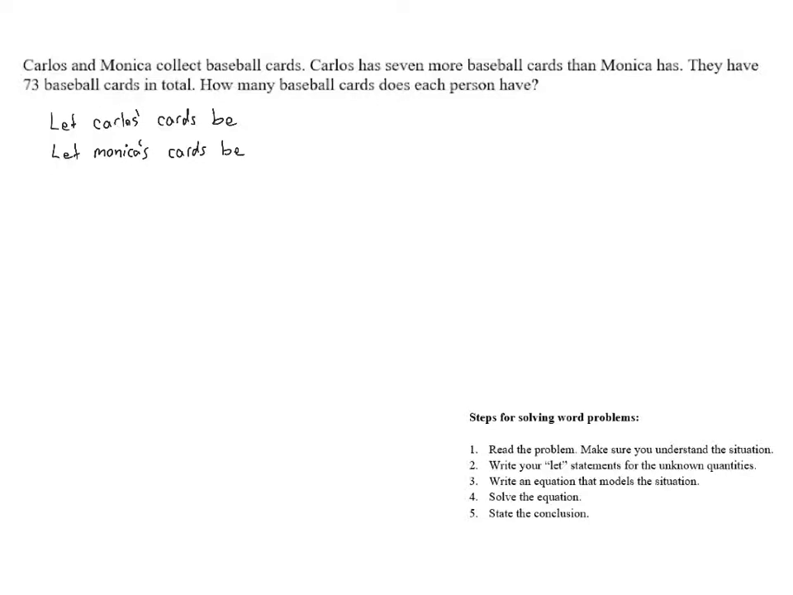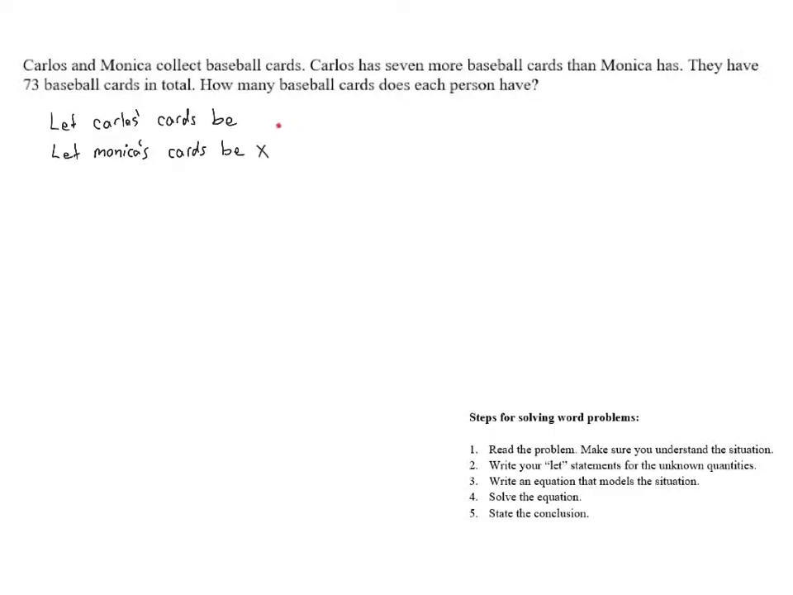So what we need to do is we need to let one of these be X, could be Carlos, could be Monica, and then we have to write the other one in terms of X. This is a strategy that you're going to get better with practice. But here's what we're going to do. Let's look at the part where they compare Carlos's cards and Monica's cards. They say Carlos has 7 more baseball cards than Monica does. So they tell us something about Carlos based on what Monica has. Because we know nothing about Monica, but we do know something about Carlos, we're going to let Monica's cards be X. So Monica's cards here is going to be X.